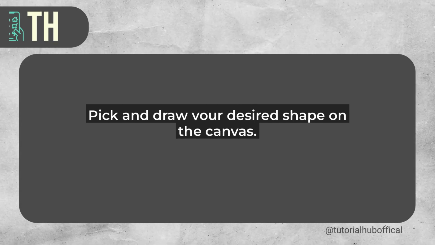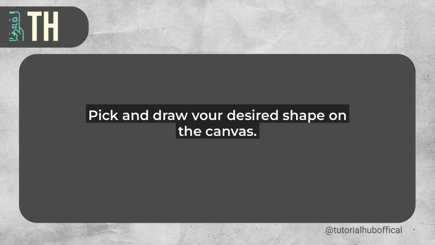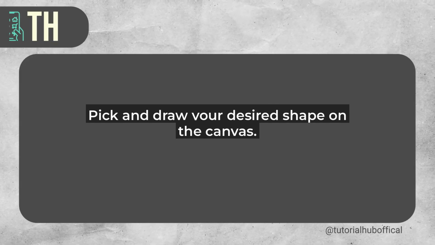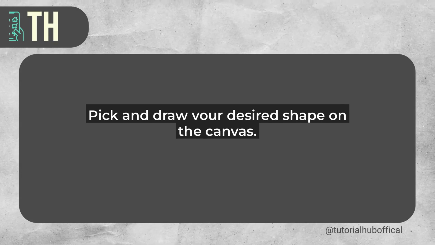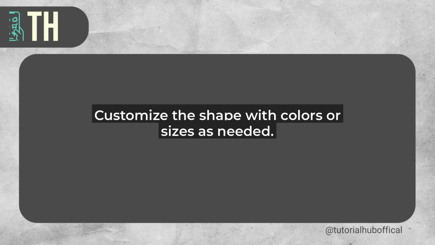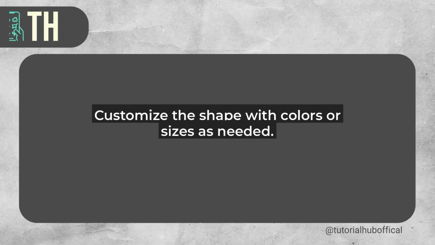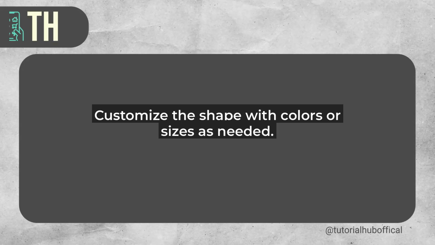To customize your shape, select it and use the options in the toolbar. Change the fill color, outline, or even add text inside it. Once you're happy with how it looks, hit the Save and Close button at the top right. Your shape will now appear in your document as an embedded image.